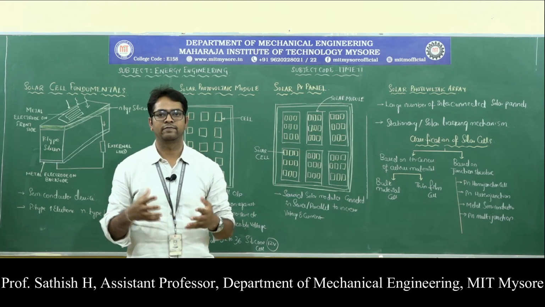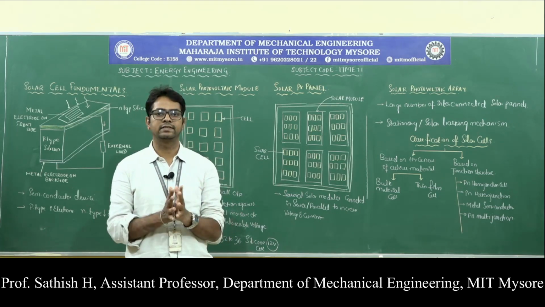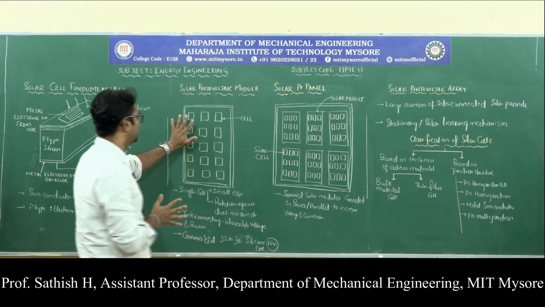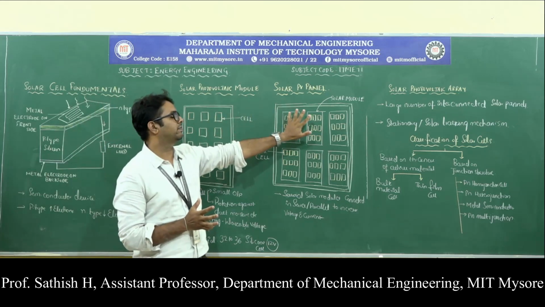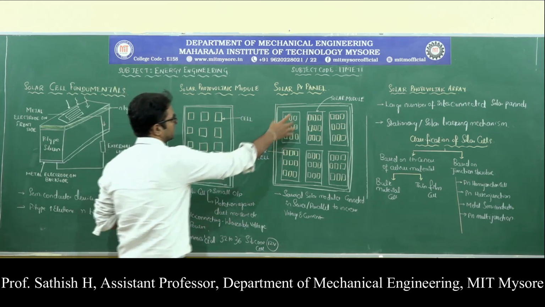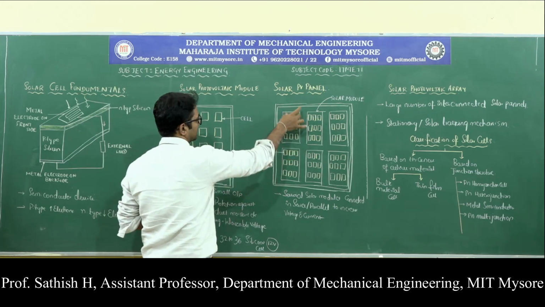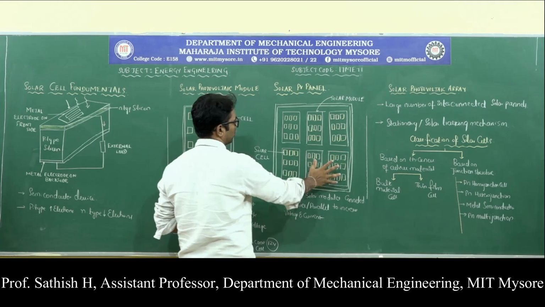Okay, so for the various applications, what you do is interconnect the modules themselves. In the module we interconnected the cells, whereas in the case of the panel we interconnect the modules themselves. This represents one module, and this is one more module. Like that we have 6 modules here.